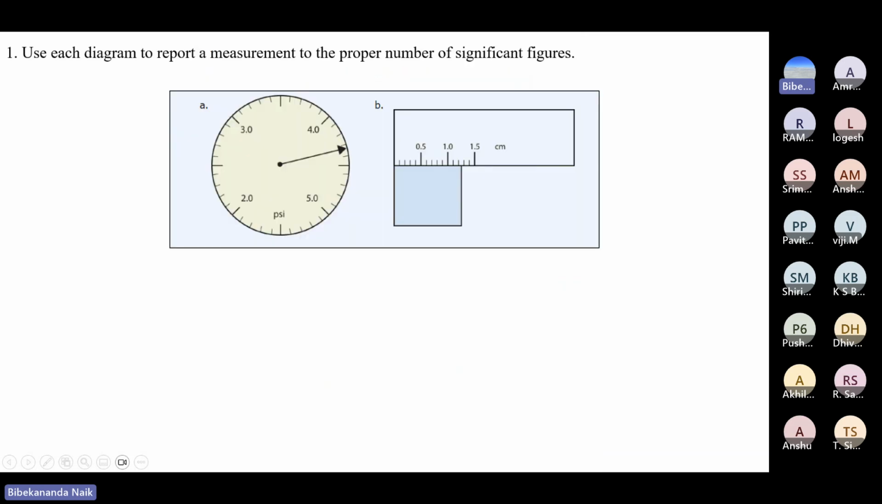Let's solve our first problem of the session. The question says to use the diagram to report a measurement to the proper number of significant figures. In this figure, there are two measurement devices. One device shows a measurement, and another device also. This is the object, and this device is measuring the object. Can anyone tell me what will be the value of the two measurements in these two cases, A and B?